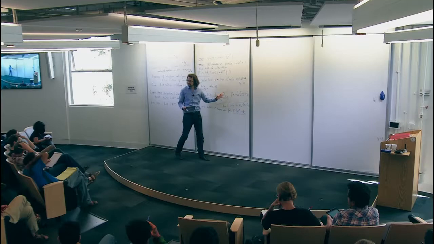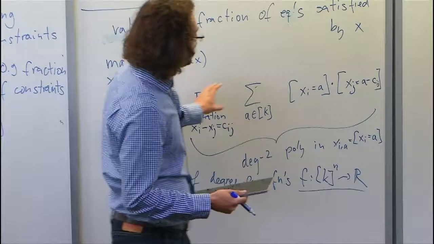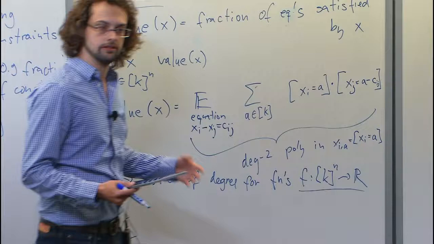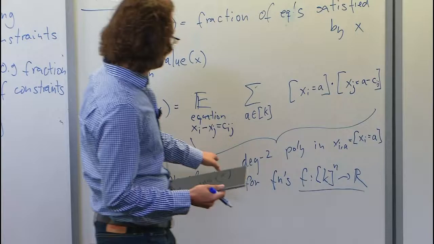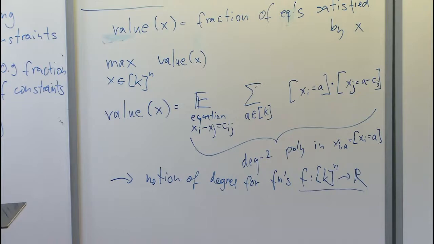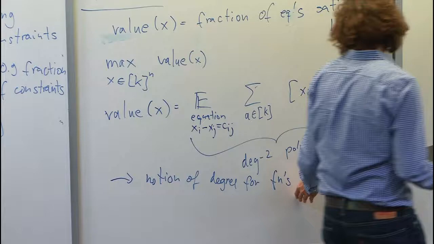Okay, so this is just to explain what it means when we say that this kind of function has degree 2 or degree d. It means that you can express this function as a degree d polynomial in these variables. But we will not have to deal with them explicitly, and so we can always deal with functions of this form.